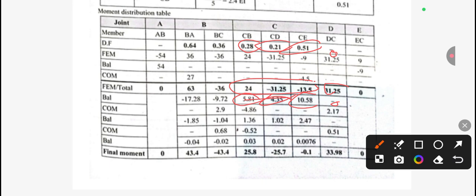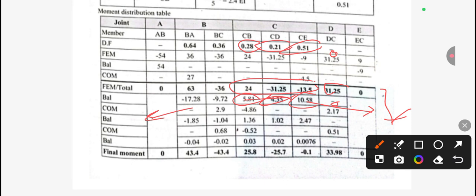Now for the carryover moment, half will go to the right side. So half of BA will go over here, but this is not participating in this calculation, so we don't need to transfer the moment. And also from here, half of this will just go to EC, but this is not going to participate in our table, so we don't need to put it. We need to put only these two values.